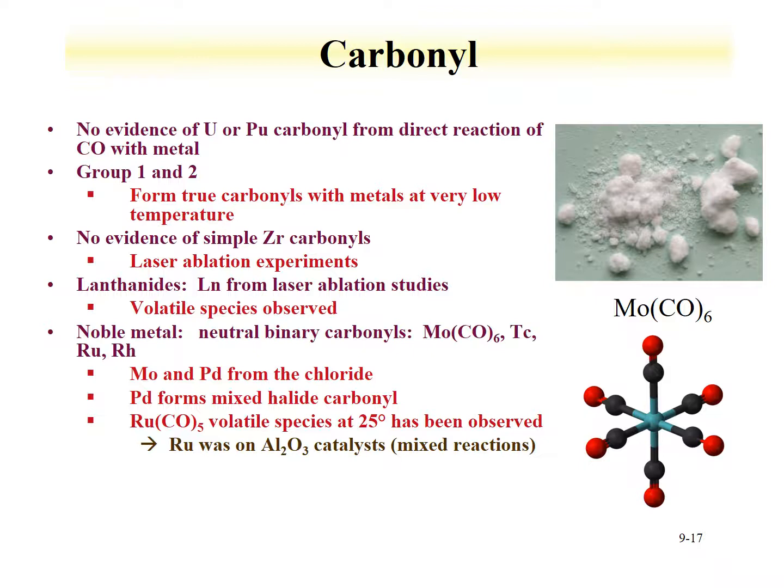Lanthanide carbonyls have been observed from laser ablation studies, and volatile species have been formed, but it's unclear whether or not these compounds would form, the lanthanide was formed from the metals with the direct carbonyls. And as an example with molybdenum, other metals such as technetium, ruthenium, rhodium could form directly from the carbonyls.